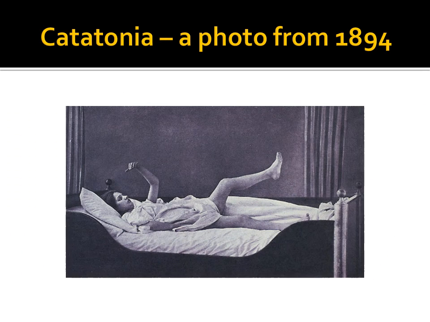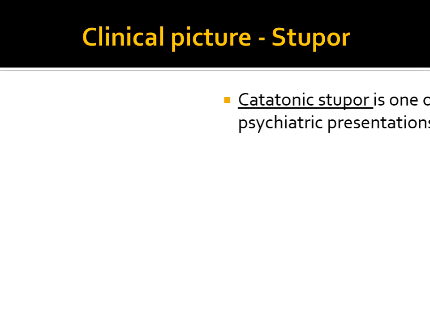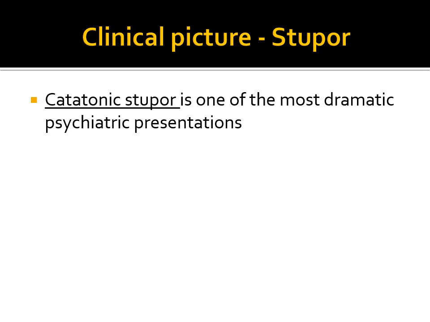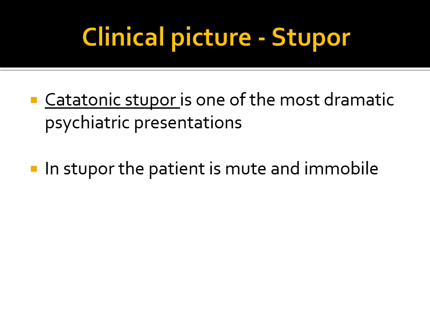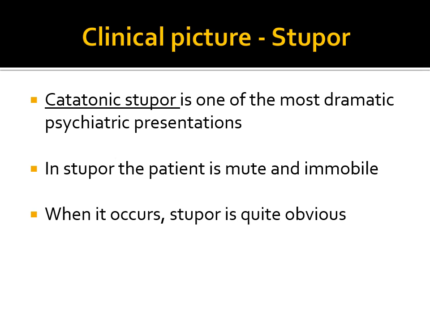This is a photo of a patient with catatonia from 1894. Catatonic stupor is one of the most dramatic presentations that you can see in psychiatry. And stupor is a combination of mutism and immobility. So the patient does not say anything and does not move. And when it occurs, it is clearly obvious.